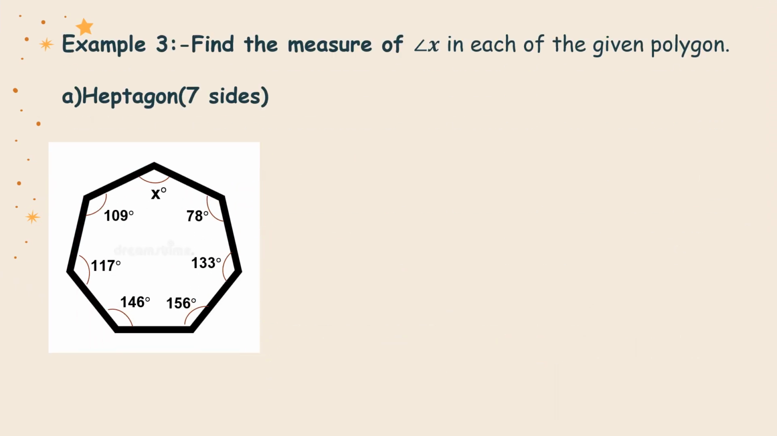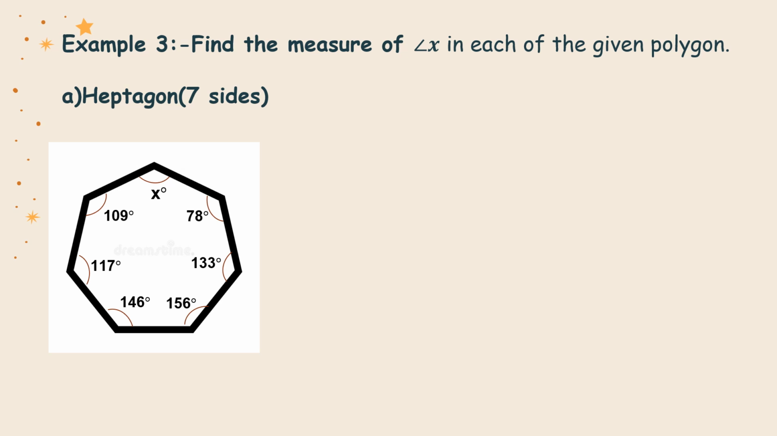Yes. Now, the third example. Find the measure of the angle x in each of the given polygons. So which polygon is this? What is the name of it? As it has 7 sides, it is a heptagon. Now we can see that the measures of some of the angles have been given in this polygon, and one angle is unknown, that is x, and we need to find out that unknown angle. So how can we find out this?